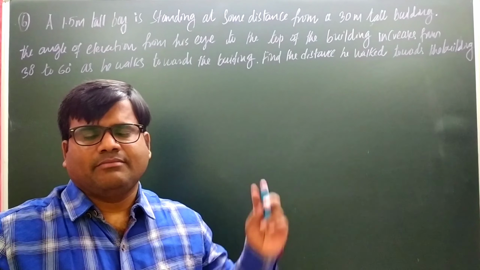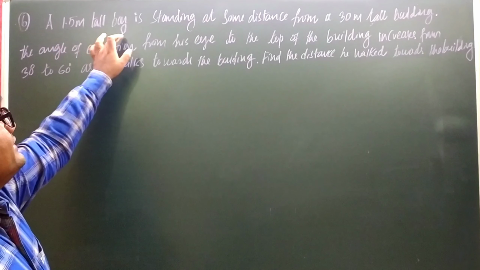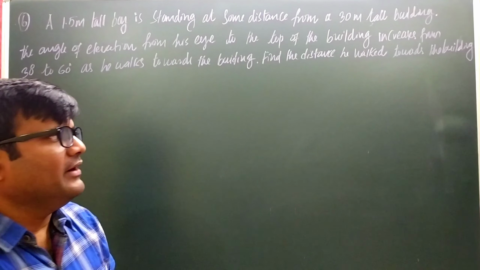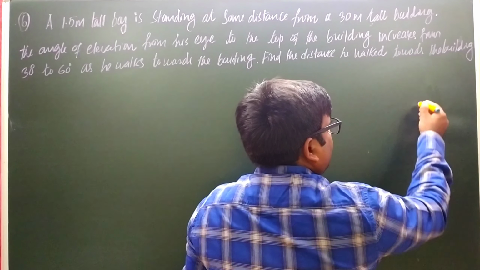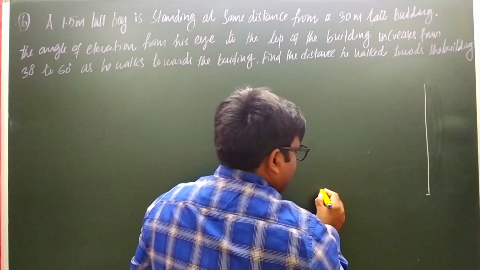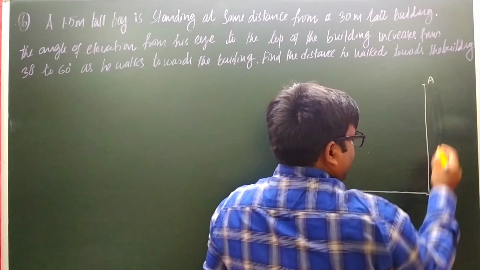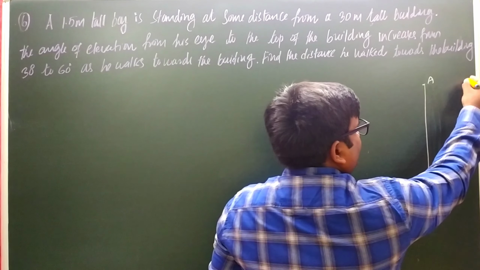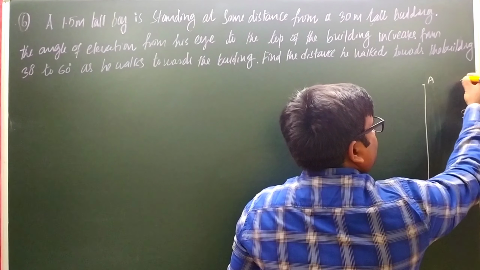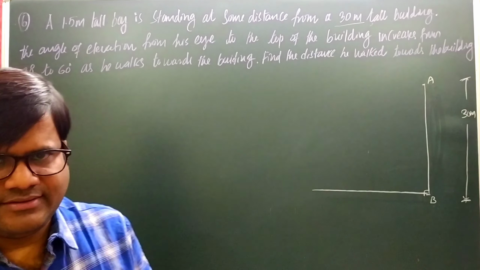Next, question number 6. A 1.5 meters tall boy is standing at some distance from a 30 meters tall building. So first you draw one building. This one is the ground. I'm taking AB as a building whose height is 30 meters. So the height of the building is given as 30 meters.